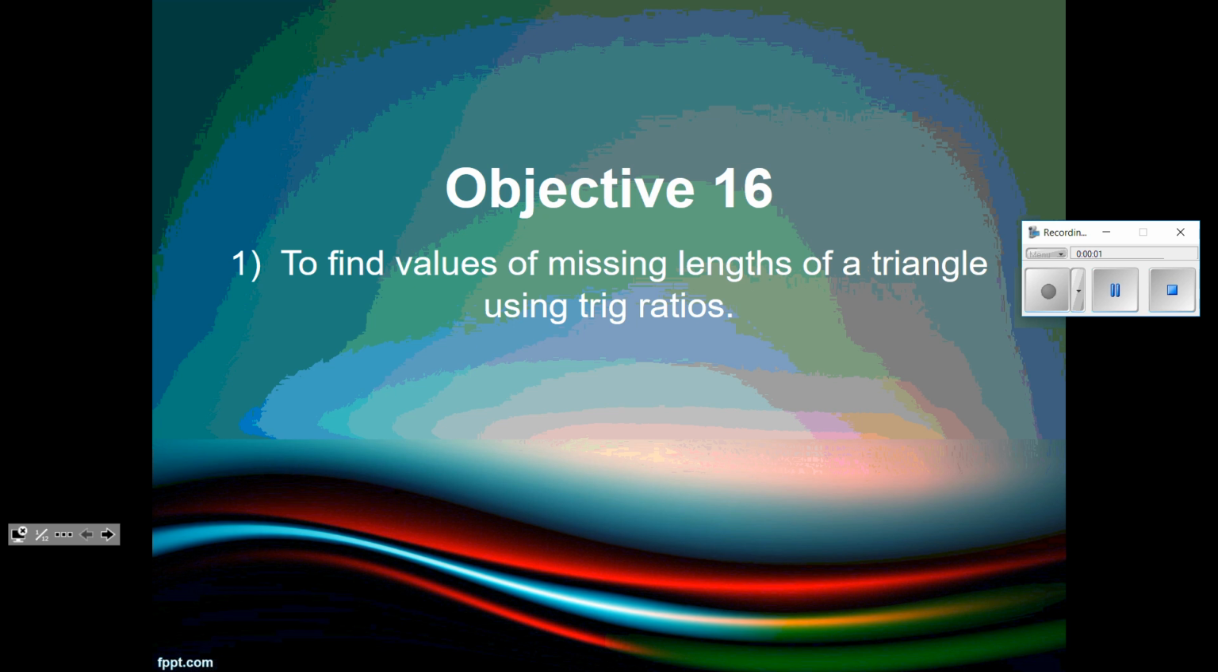This is going to be objective 16. We are going to find values of missing lengths of a triangle using our trig ratios. Some of this will seem very familiar, so it kind of just continues to pull what we already know and just add a little bit more to it.